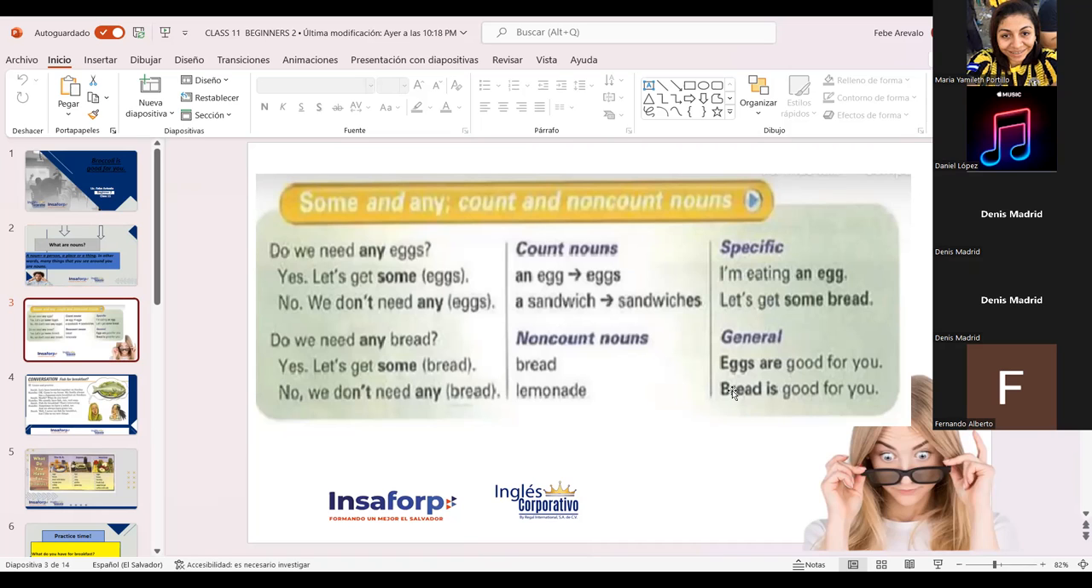Do we need any eggs? Yes, let's get some eggs. Do we need any bread? Yes, let's get some bread. No, we don't. And no, we don't need any bread.